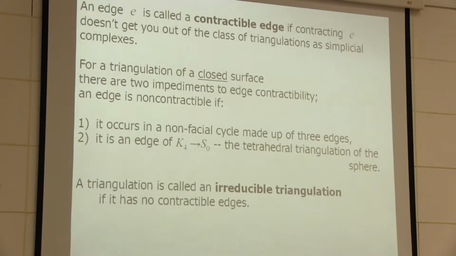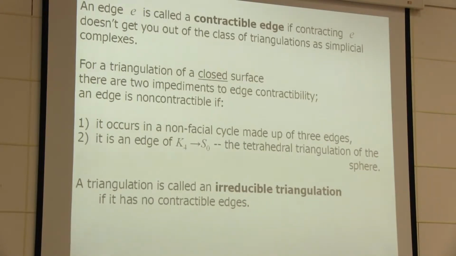Now I'll give you a more accurate definition. An edge is called contractible if you can contract it and this doesn't get you out of the class of triangulations as simplicial complexes. Specifically for closed surfaces, if you have a triangulation of a closed surface, there are 2 impediments to edge contractibility. The first is that if the edge occurs in some non-facial cycle of 3 edges, you cannot contract it. I explained why. And the second reason is that you cannot contract any edge in the tetrahedral triangulation of the sphere, because again it will get you out of the class of triangulations.